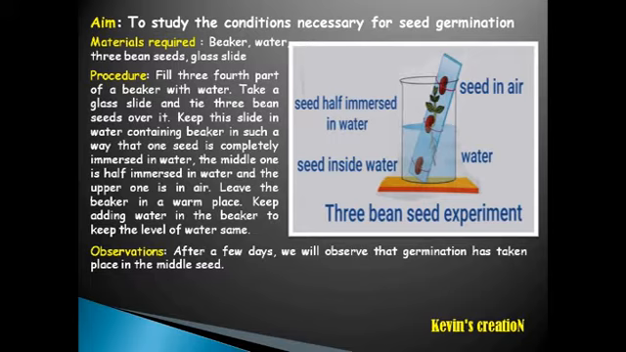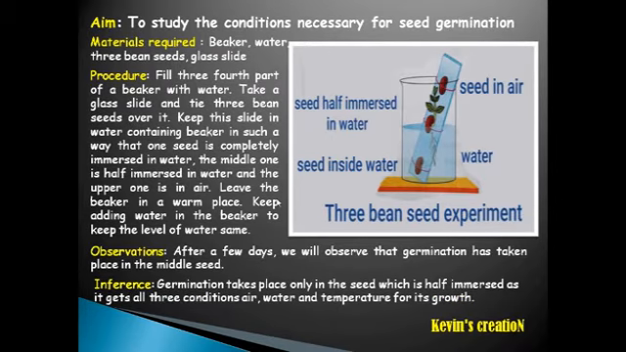Observations. After a few days, we observe that germination has taken place in the middle seed. You can see the middle seed is germinating. The plumule and the radicle are coming out, whereas the upper one and the lower one have not germinated. Only the middle seed is germinated. Germination takes place only in the seed which is half immersed, as it gets all the 3 conditions, that is air, water and temperature for its growth.